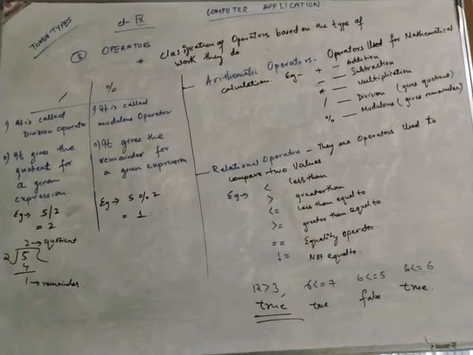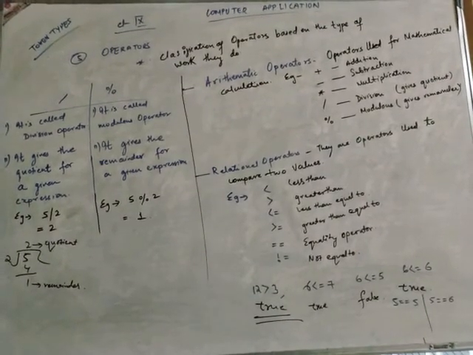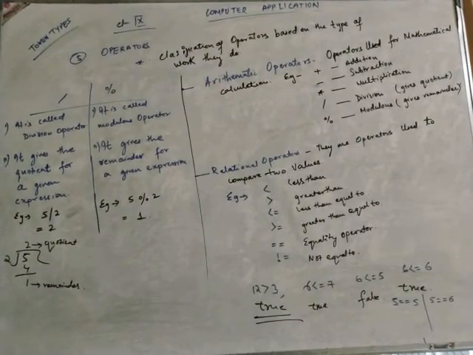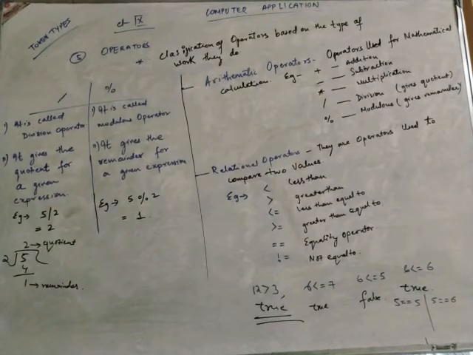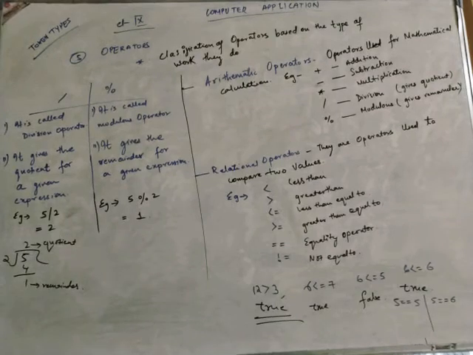Let's see some examples of double equals too. When I say 5 double equals 5, both are equal, the values are the same. Double equals means the equality operator. We are checking whether the two values are exactly the same or not.